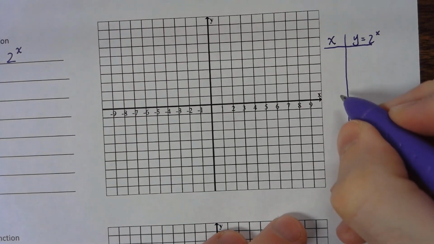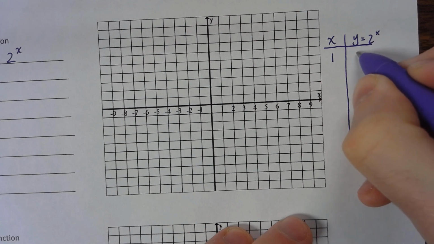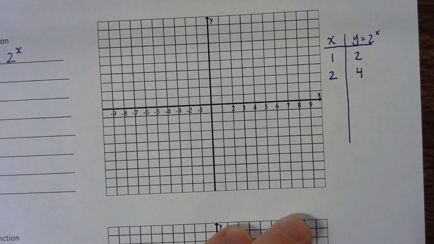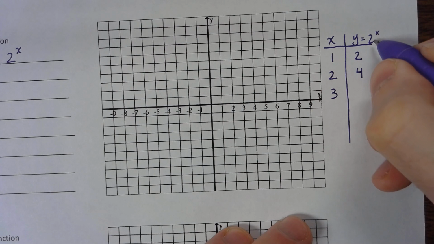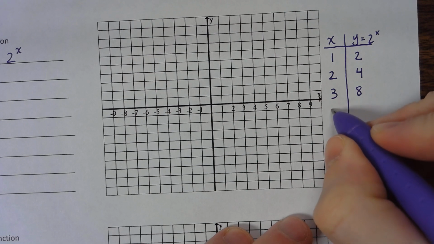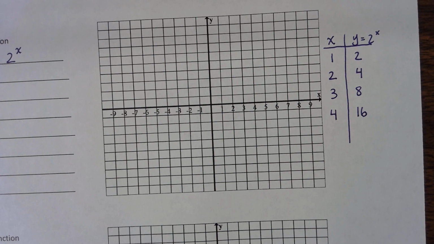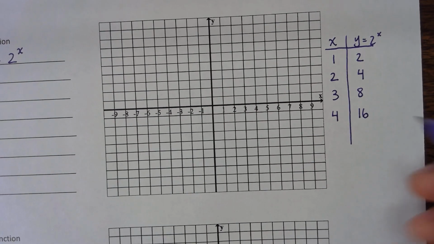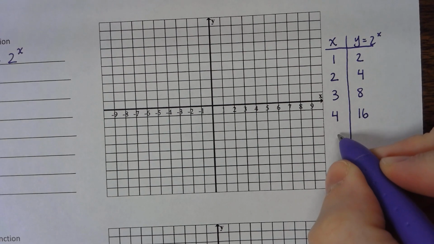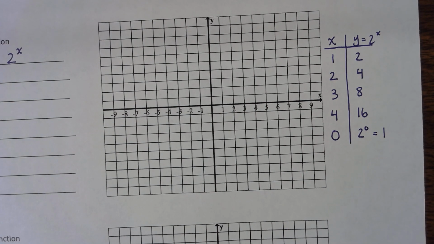So as we plug in values for x, like 1, 2 to the 1 power is 2. If I plug in an exponent of 2, well, 2 squared is 4. If we plugged in 3, 2 to the third power is 8. Or if we plugged in 4, 2 to the fourth power would be 16. Right? So those are some positive values, and we're already getting to points that are not going to fit on this graph very well. Only these first three are going to fit. If we plugged in 0, well, 2 to the 0 power, we know anything to the 0 power is 1. So there's going to be a point at 0, 1.